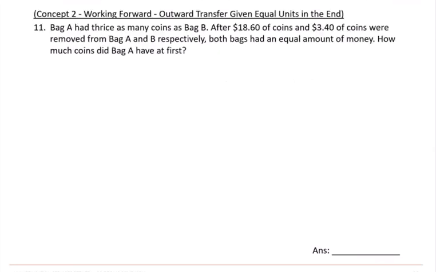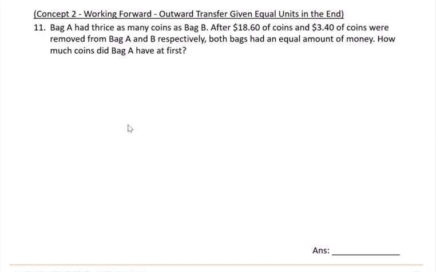Working forward, outward transfer given equal units in the end. So that means they will have equal after some things happen. Bag A had thrice as many coins as bag B. After $18.60 of coins and $3.40 of coins were removed from A and B respectively, both bags had an equal amount of money. How much coins did bag A have at first?